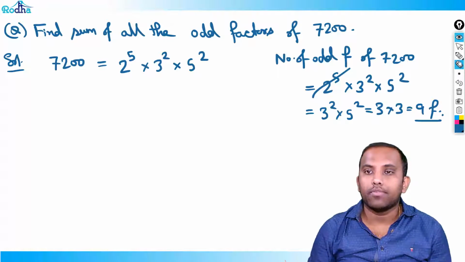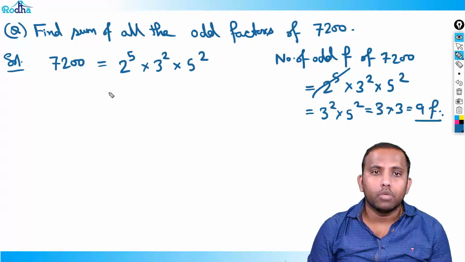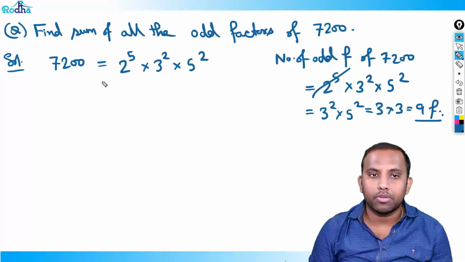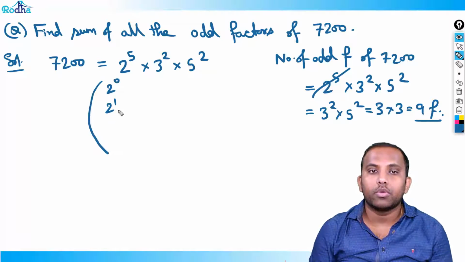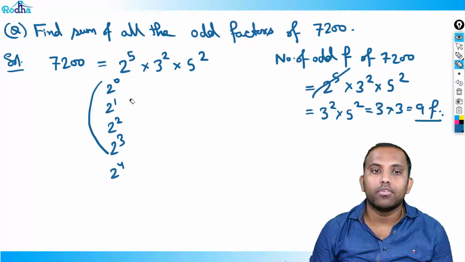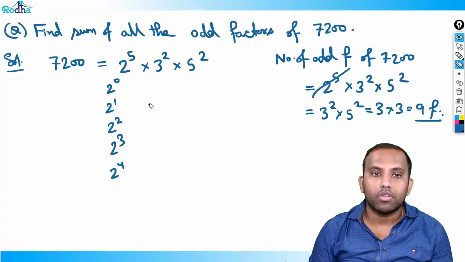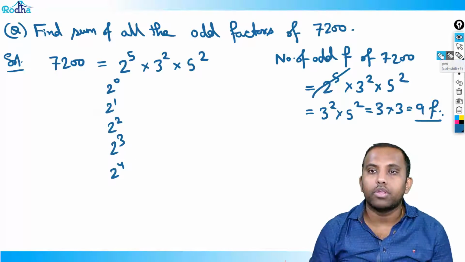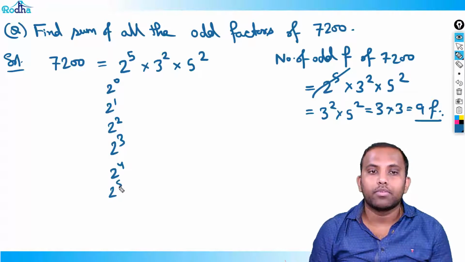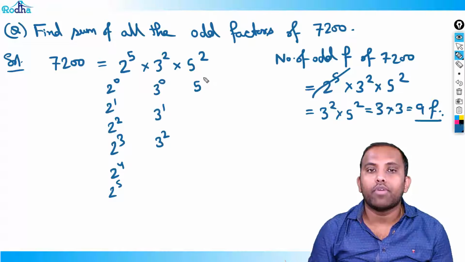Just write the breakup of all the factors as we used to do. You must have got bored writing these so many times, but this is a concept. So 2 raised to 0, 2 raised to 1, 2 squared, 2 cubed, and 2 raised to 4, till 2 raised to 5, so there will be 6 terms in 2's bracket. In 3's bracket, 3 raised to 0, 3 raised to 1, and 3 squared. In 5's bracket, 5 raised to 0, 5 raised to 1, and 5 squared.